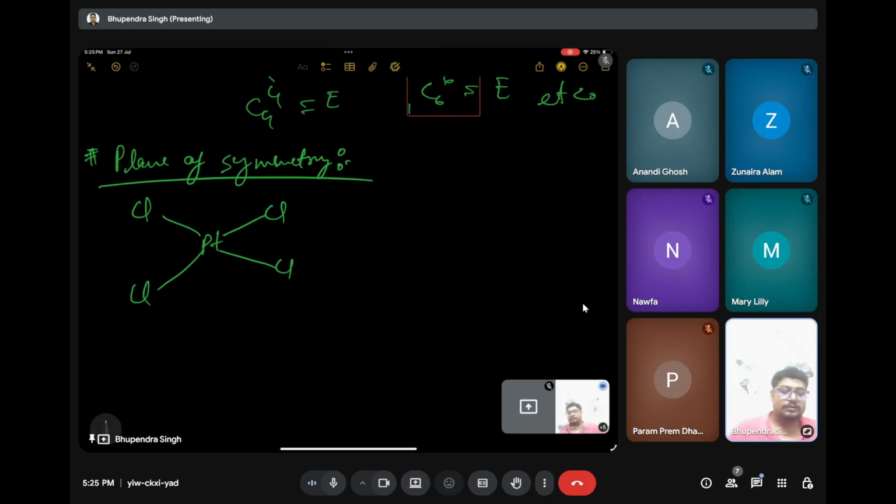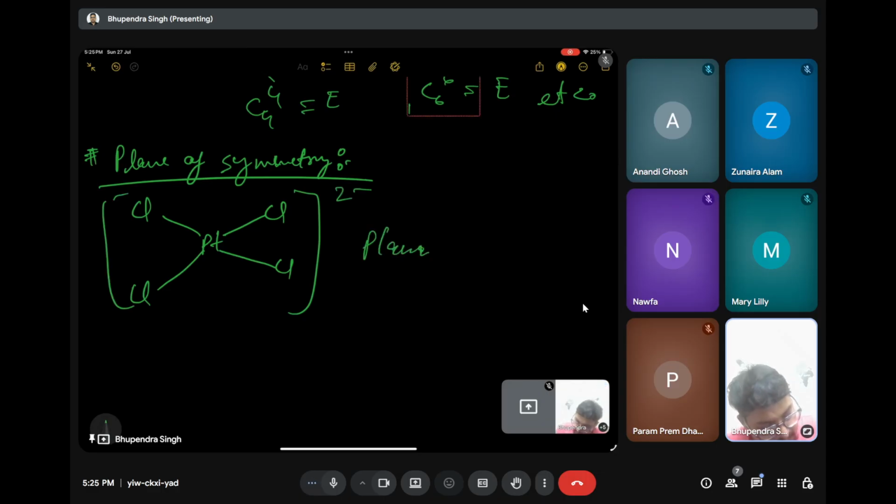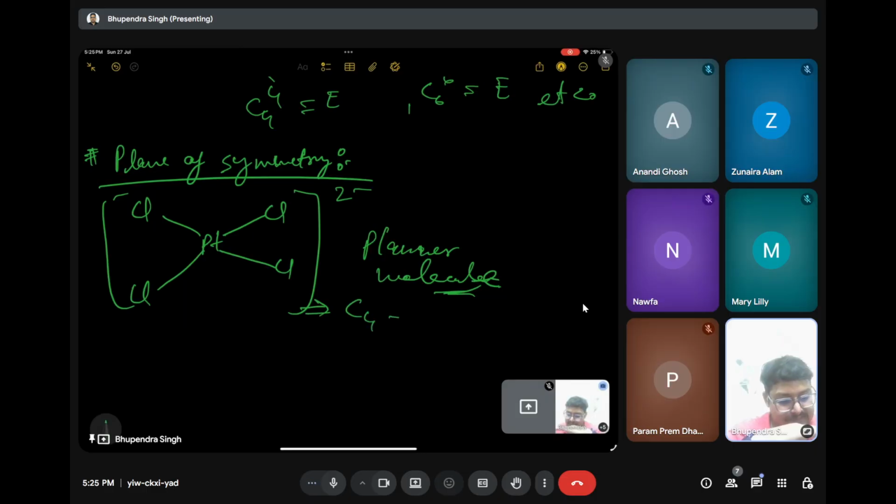So plane of symmetry is like that. Like I have told you, this is the planar molecule, right? This is the planar molecule, like this. And I have already told you, we have a C4 axis. This is the principal axis of symmetry. So let's say consider this is the plane, this is the plane only.